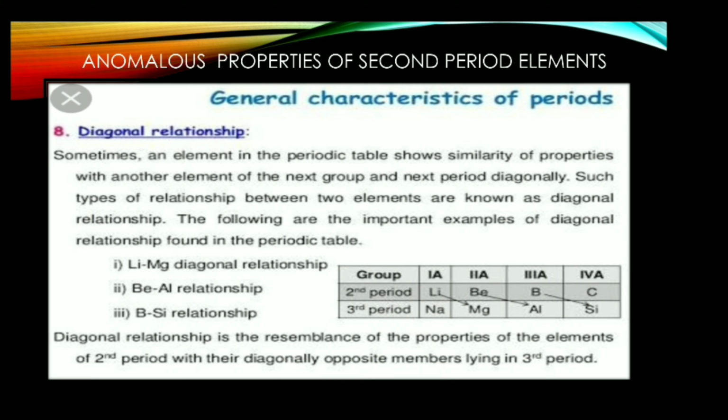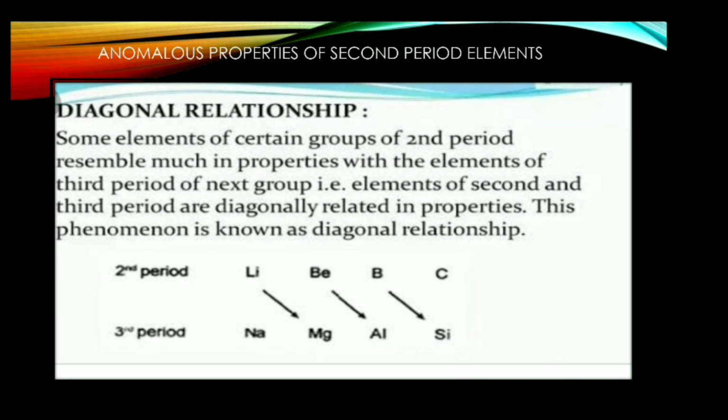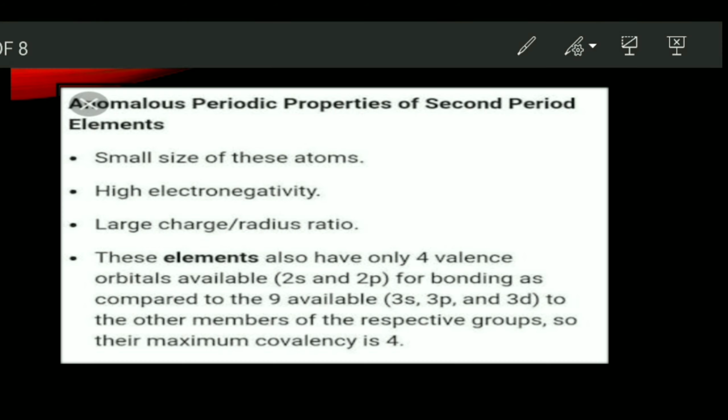Let us see why they show these properties. What are those properties? So the statement or definition of diagonal relationship is: some elements of a certain group of the second period resemble much in properties the elements of the third period of the next group. That is, elements of the second and third period are diagonally related in properties. This phenomenon is known as the diagonal relationship.